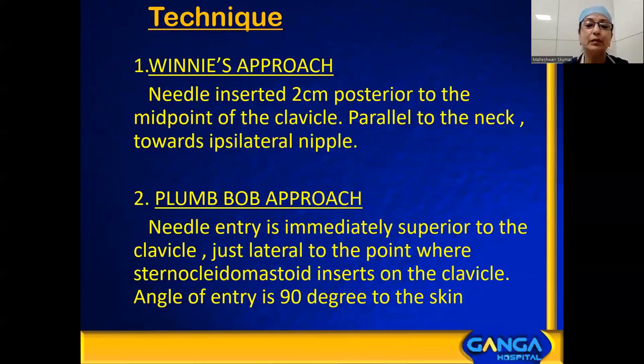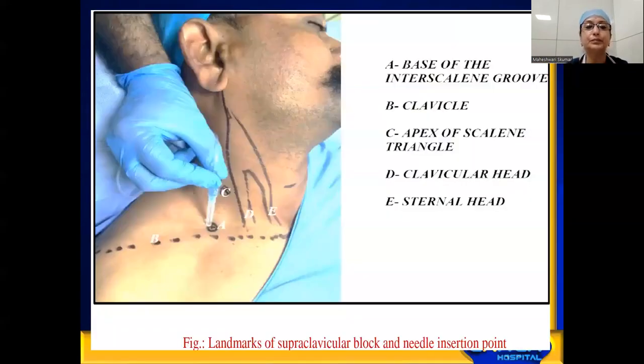The technique in which the subclavian perivascular block is done: we have 2 approaches, as I had earlier mentioned. One is the Winnie's approach and the other is the plumb-bob approach. In the Winnie's approach, the needle is inserted 2 centimeters posterior to the midpoint of the clavicle, parallel to the neck, towards the ipsilateral nipple. In the plumb-bob approach, the needle entry is immediately superior to the clavicle, just lateral to the point where the sternocleidomastoid inserts on the clavicle. And here the entry of the needle is at 90 degrees to the skin.